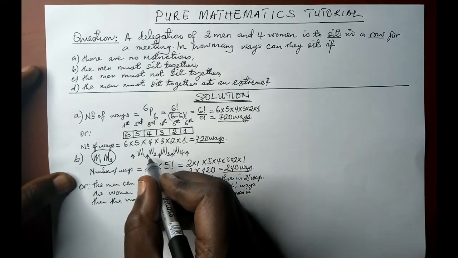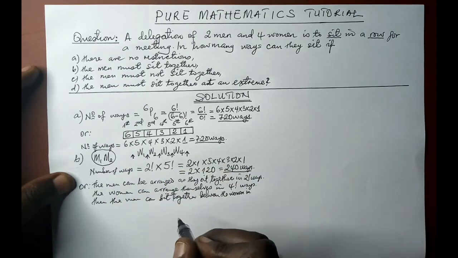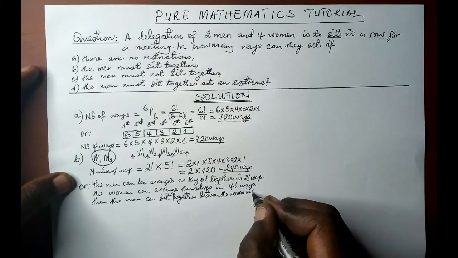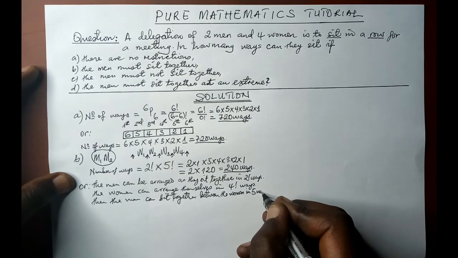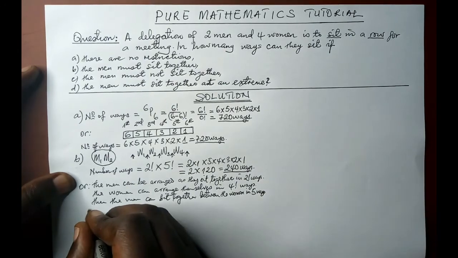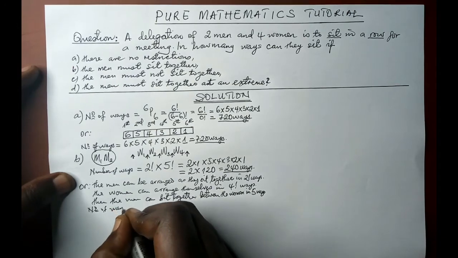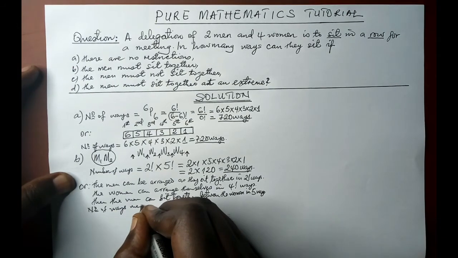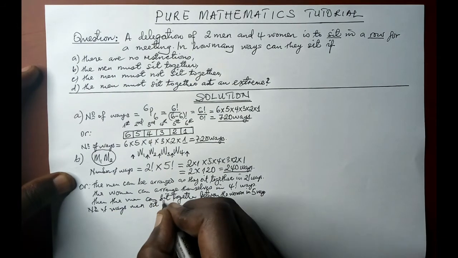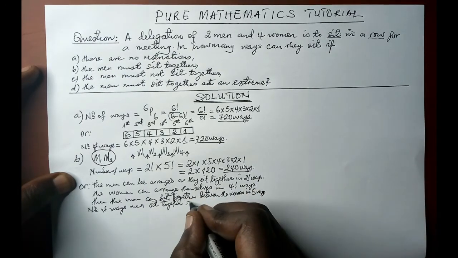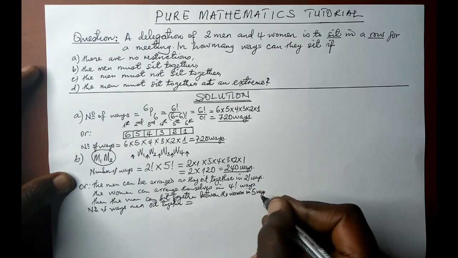So we have 1, 2, 3, 4, 5 ways that the men can sit together between the women, and that is 5 ways. And so the number of ways the men sit together amongst the women would be all the options multiplied.